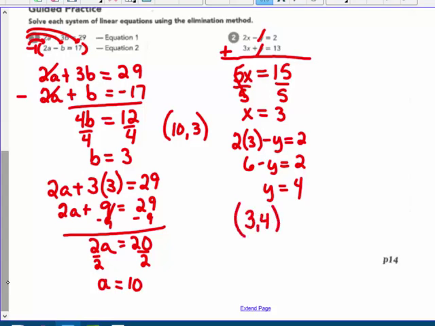Some people like to write the solution this way. x equals 3. y equals 4. So x equals 3 and y equals 4.